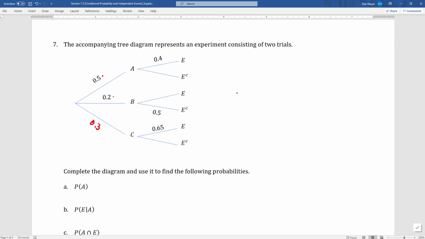Each vertex in stage 2 has to add up to 1 as well. So if A happens, then the probability that E happens given A is 0.4. The probability that E complement happens is 0.6. These 2 numbers have to add up to 1. These 2 numbers here also have to add up to 1. So that one's a 0.5. These 2 numbers here have to add up to 1. So that gives us a 0.35.